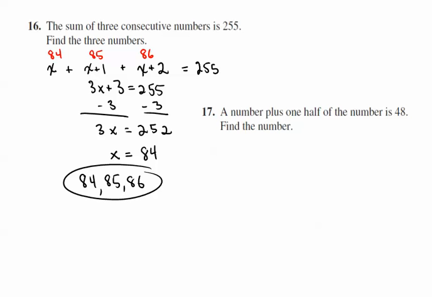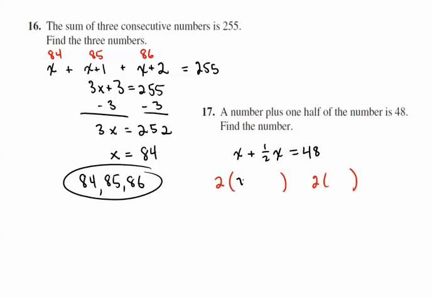All right, we'll finish up this video with problem number 17. We have a number. Do we know what the number is? We don't, so what do we call it? We call it x, plus 1/2 of the number. x plus 1/2 of x is equal to 48. So at this point, we can multiply both sides by our common denominator of 2, which is a strategy we've been using.